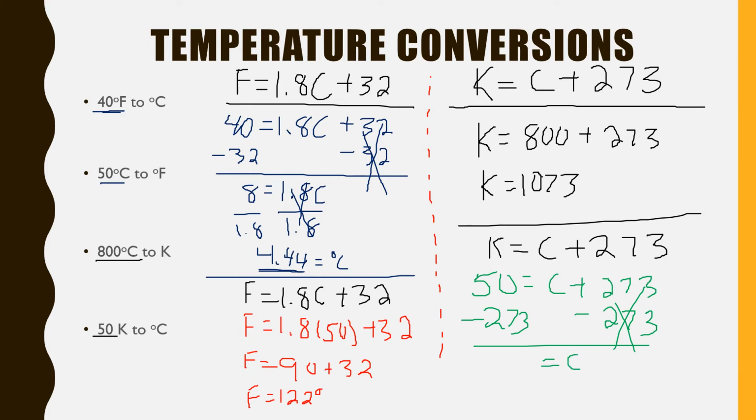50 minus 273 is negative 223. So 50 Kelvin is negative 223 degrees Celsius. That's very, very cold. That's how these equations work. And if I ever wanted to go from Fahrenheit to Kelvin or Kelvin to Fahrenheit, I would just go to Celsius first. I would solve for Celsius, and I would take that answer and plug it into the other equation. But it's only these two equations that get used. Nice.